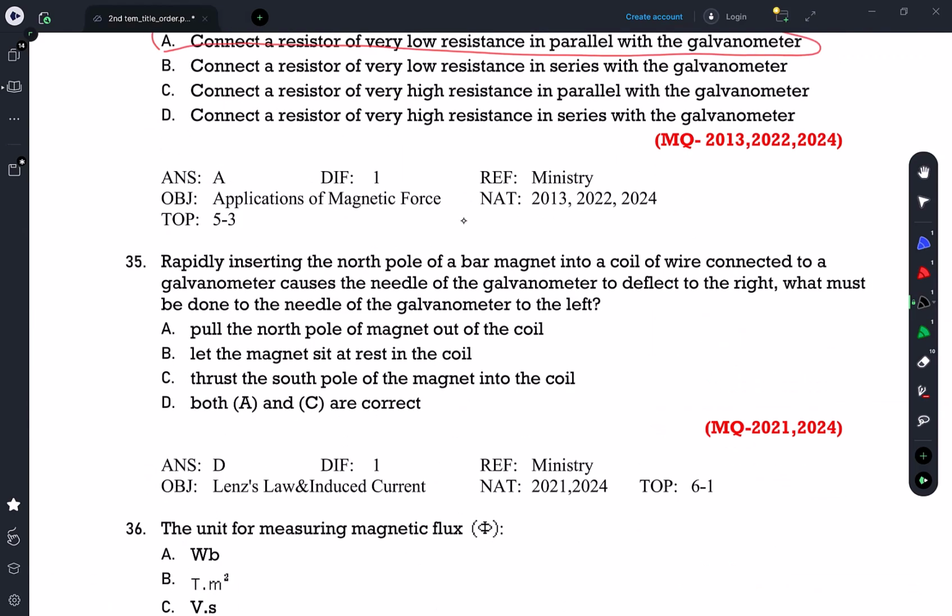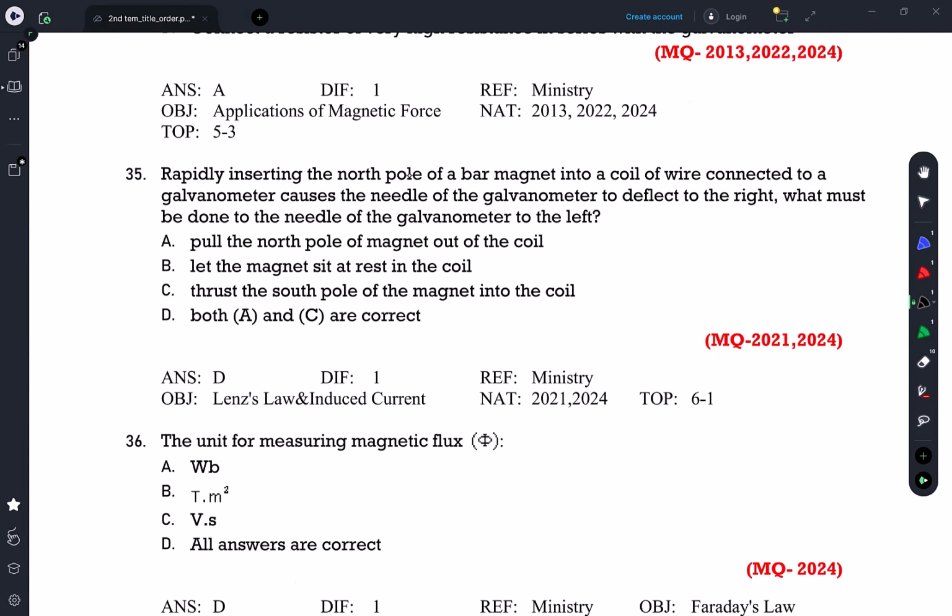This is repeated three times. Rapidly inserting the north pole of a bar magnet into a coil of wire connected to a galvanometer causes deflection to the right. Now here are the keywords. Inserting, first keyword. Inserting what? North pole, second keyword. Results in what? Deflection to the right. If I want the result to be opposite, one of them must change: inserting or moving away. If you make it moving away the north pole, it will be left. Or inserting the south pole, it will be left. So one of them should change from the first and second requirement.